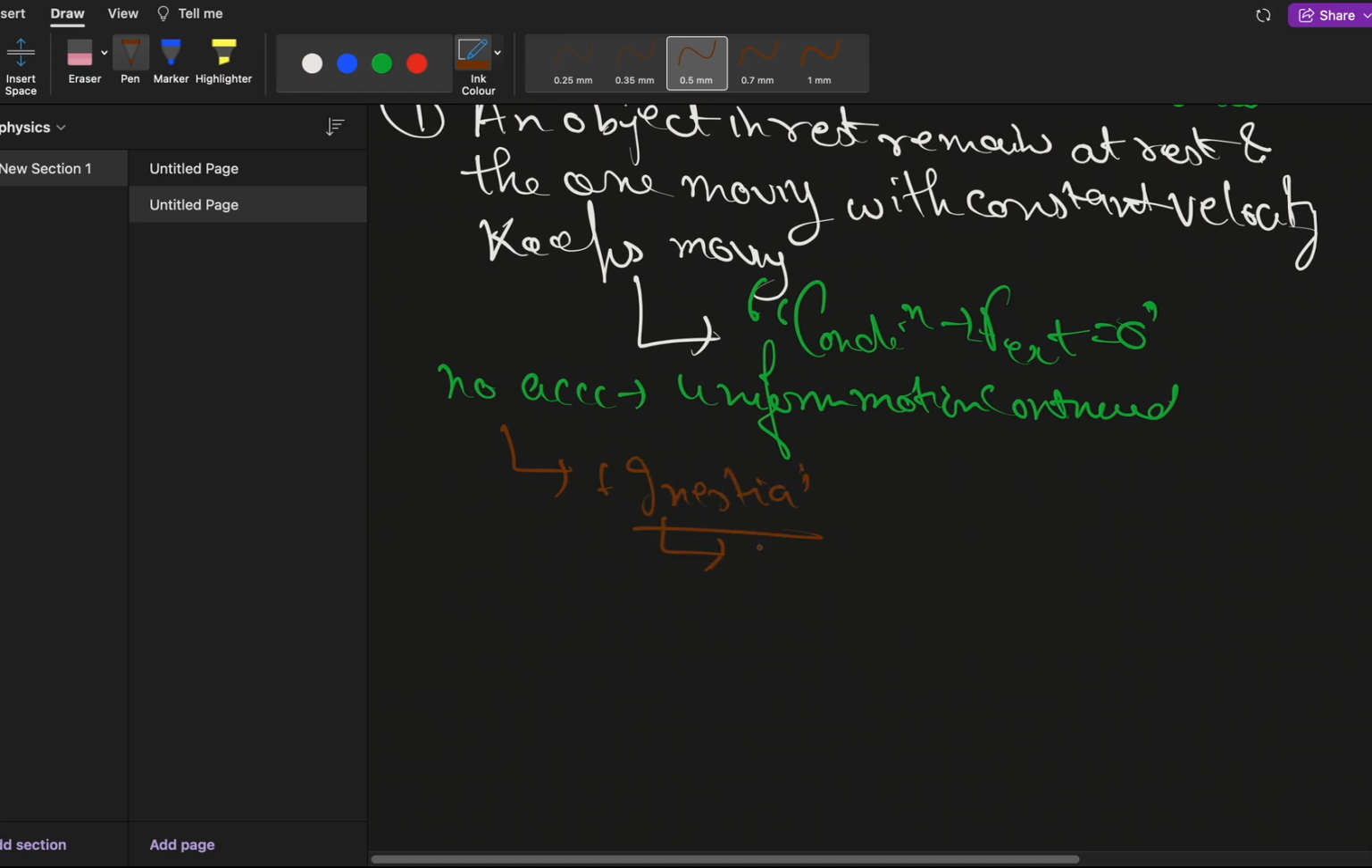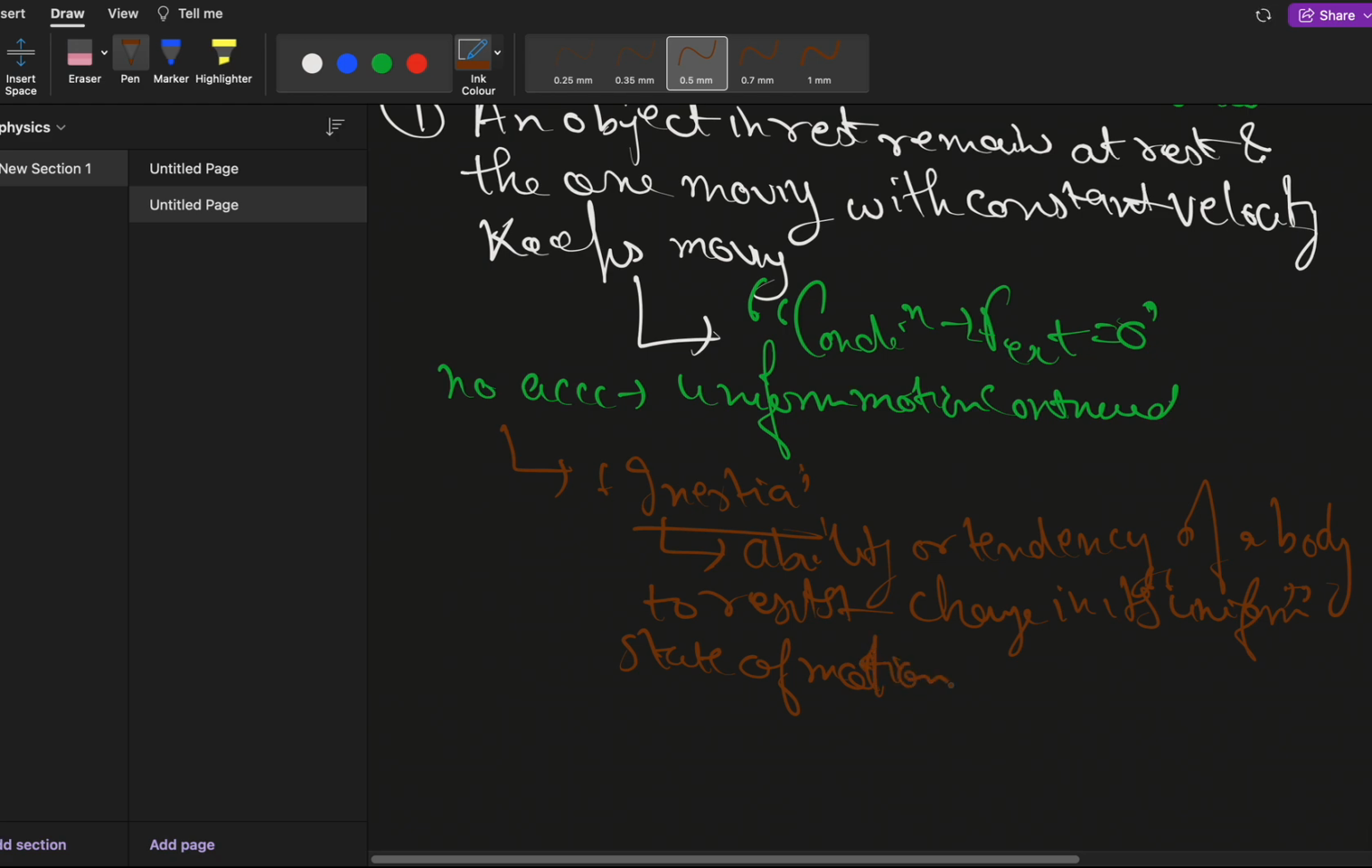So basically inertia is the ability or tendency of a body to resist change in its uniform state of motion. So this is basically the law that if F external is 0, then the object will keep on moving.